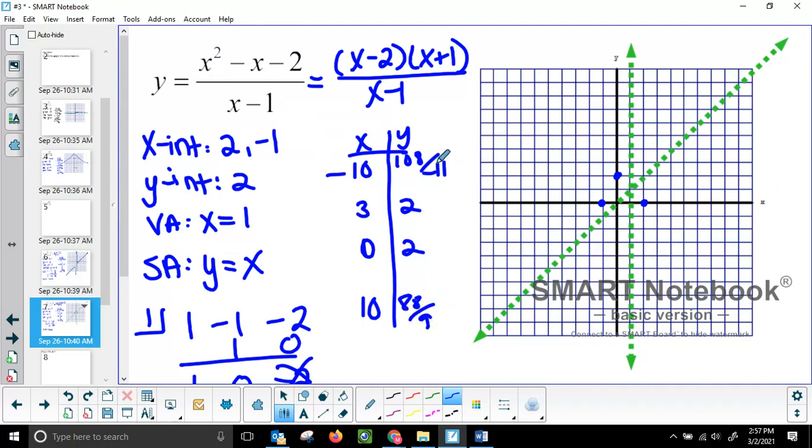Okay, so we have -10 and -9 point something. So here somewhere. We have 3, 2. And we have 1088 over 9, which is just under 9. So this is now pretty easy.